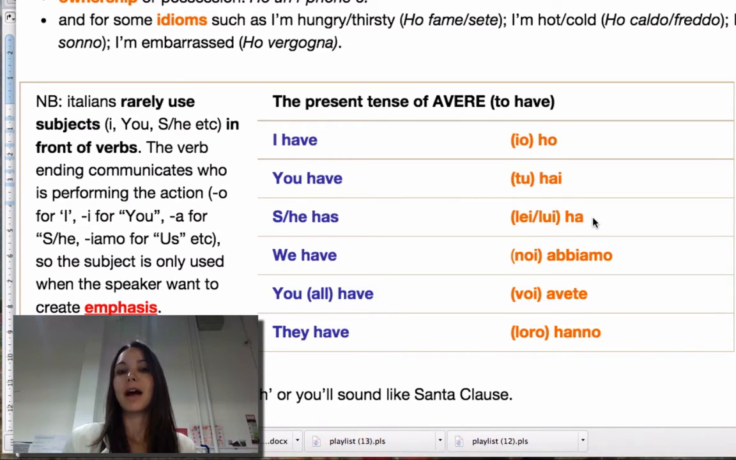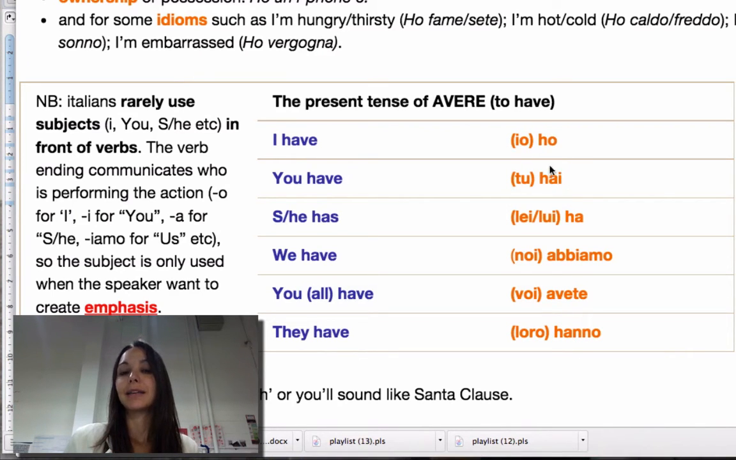And they have, hanno. Now the reason for not using the subject is that the verb ending, for example, the o here, is already telling the listener or the reader who is performing the action. So o, in a verb in the present tense, automatically means I. I'm performing the action, io.